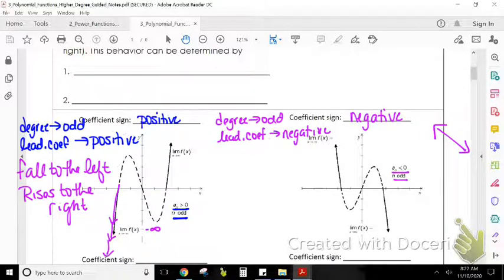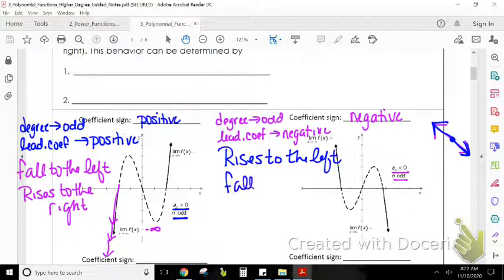So from the center of my graph here, if I'm going to go to the left, what's happening? We're going up. And so we're going to say it rises to the left. And as we go to the right, we can see it's going down. So we're going to say it falls to the right. And that happens with all odd degrees that have a negative leading coefficient.